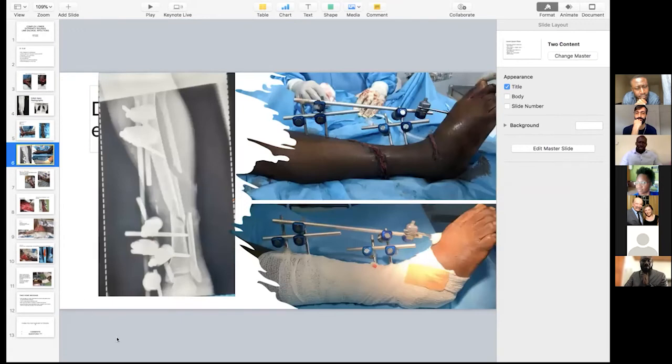These were his initial post-operative clinical photographs and the initial post-operative x-rays. The bone alignment was not bad, and we were worried about the soft tissues. We started him on broad-spectrum antibiotics. And subsequently, this was what happened. Next slide.